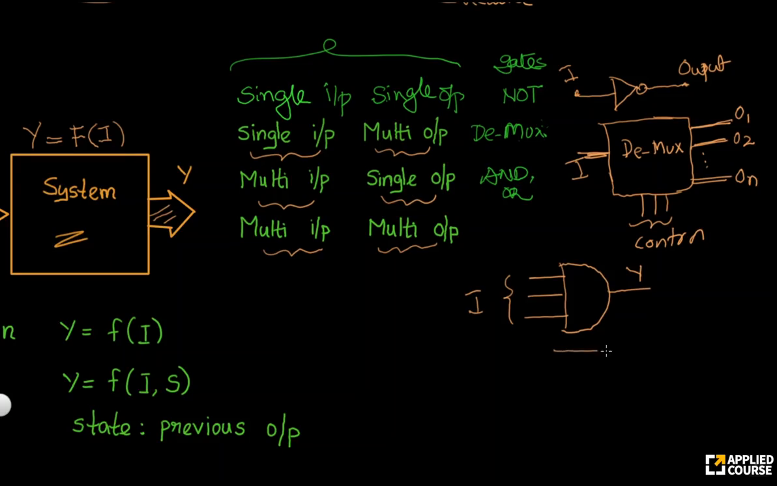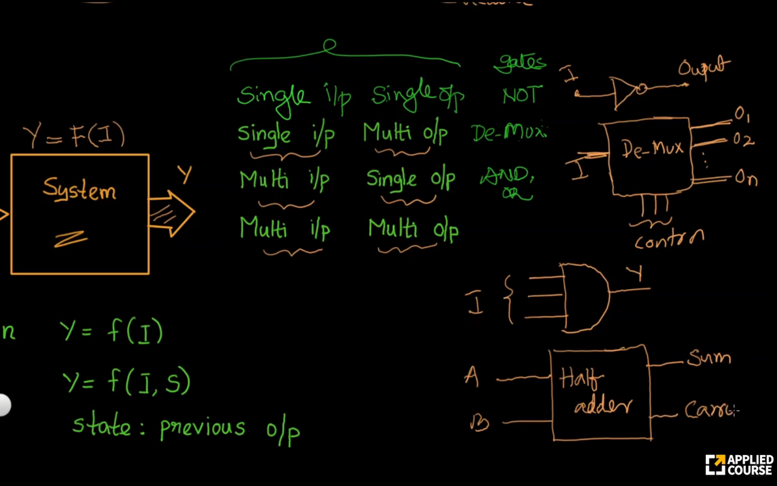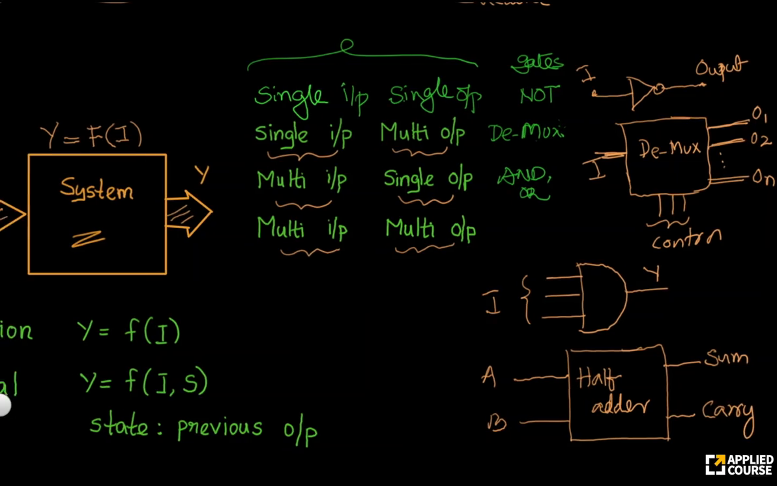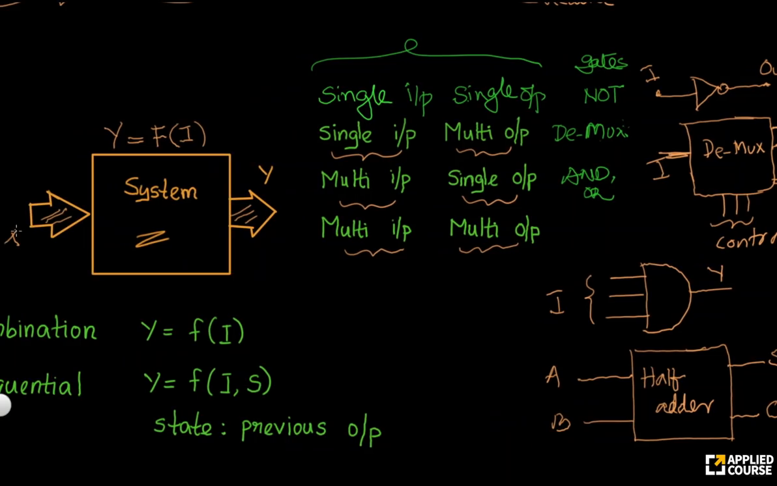And finally, for a multi-input multi-output system, we consider the half adder, which has 2 inputs, let us say A and B, and 2 outputs. One output is called sum, another output is called carry. So we can say, broadly, the digital system can be of 4 types based on the number of inputs and the number of outputs: single input single output system, single input multi output system, multi input single output system, and finally multi input multi output system. We have seen 4 cases: NOT, demultiplexer, AND gate, and half adder.